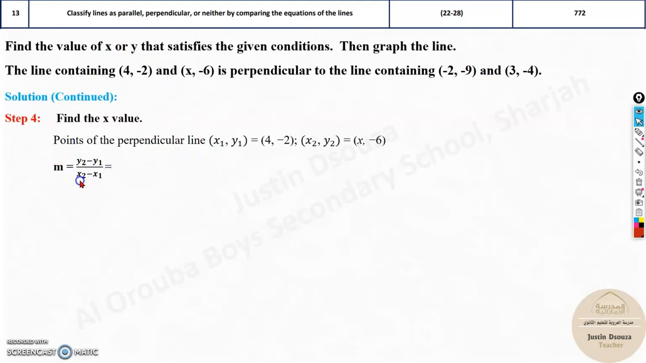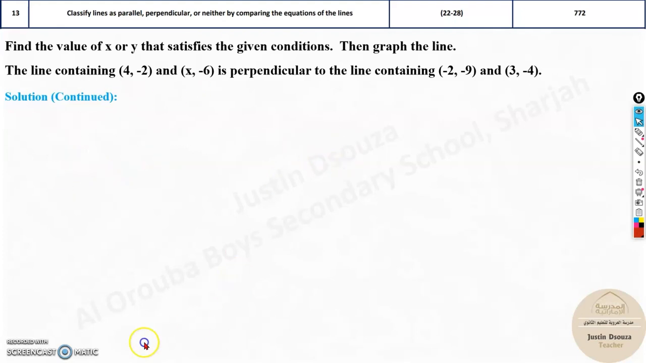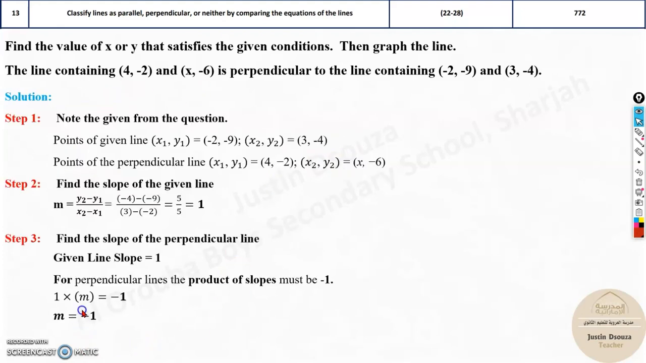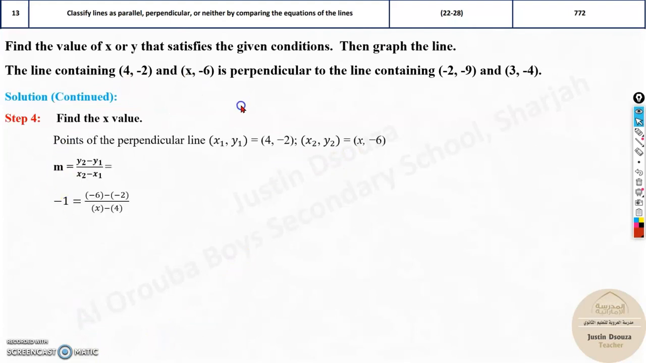y2 minus y1 over x2 minus x1. Substitute the m value as -1, which we just found. Substitute in the slope formula, and now put y2 as -6, -2. This is the unknown x and -4. And now simplify and solve.